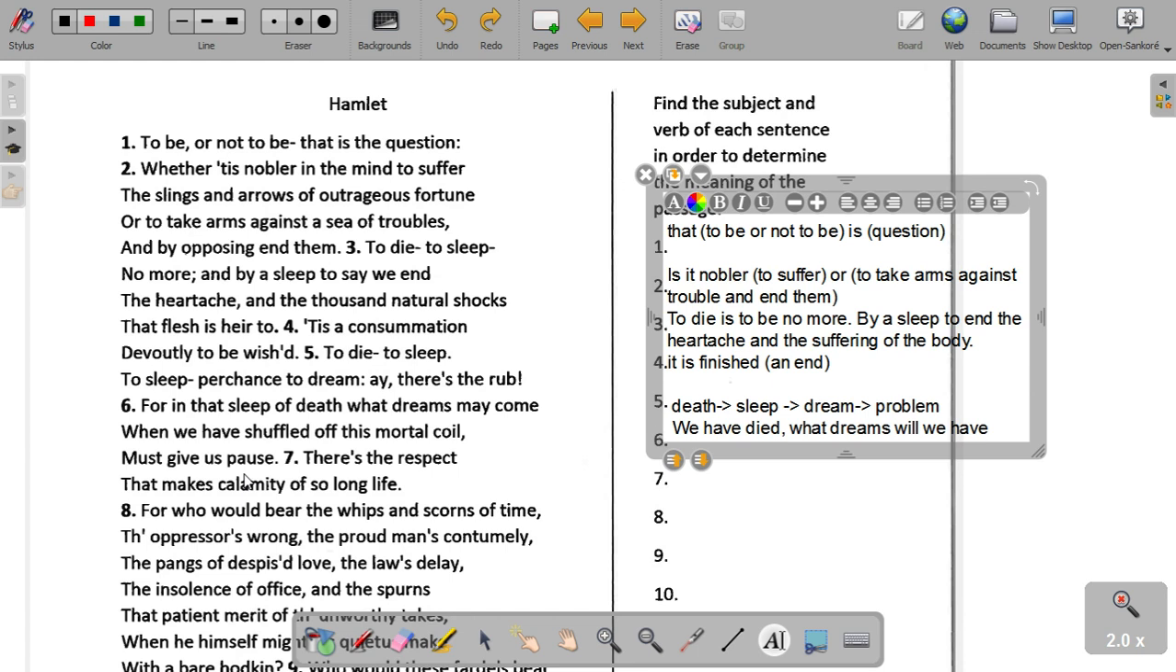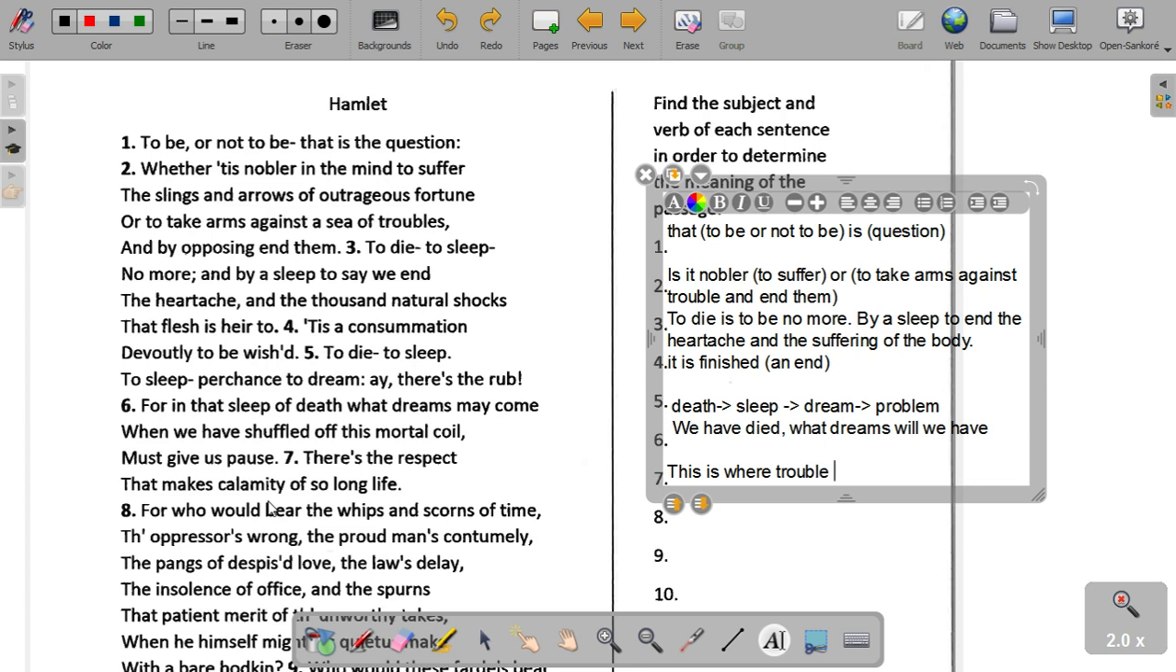"There's the respect that makes calamity of so long life." So he's saying, here is what makes trouble of so long a life. So he's saying this is where trouble or calamity of life comes, because we're worried about what comes after death. He's saying he's not sure. And then he says, "for who would bear," now bear in this case, I'm sure you can guess, means tolerate.